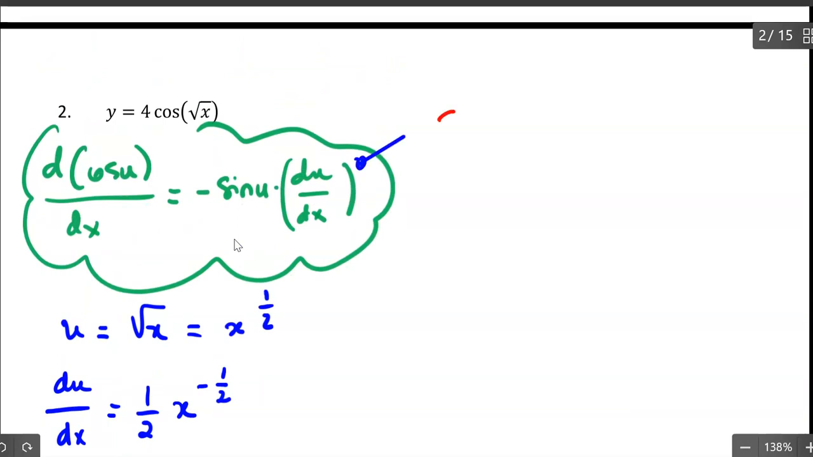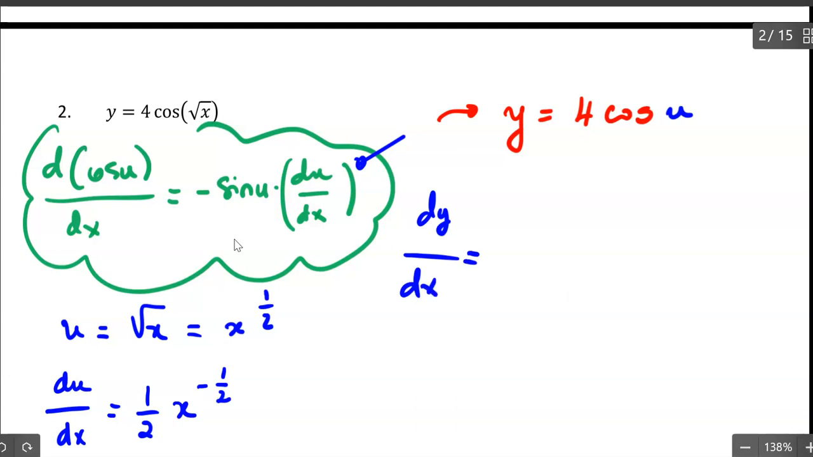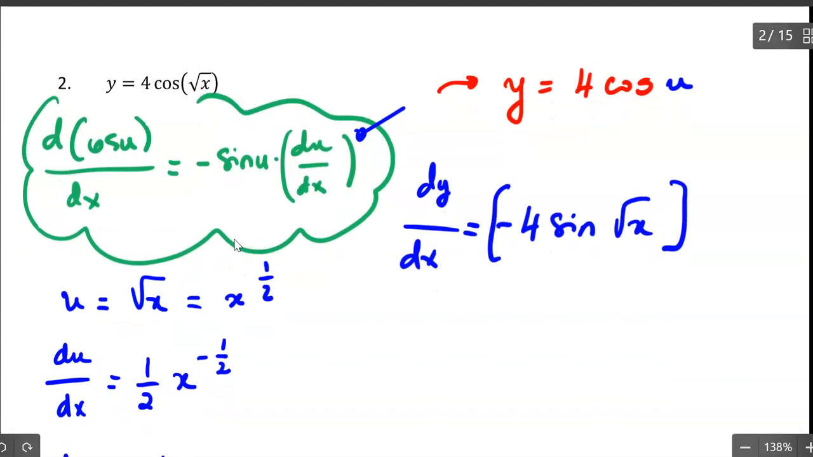Okay, so then we have y equal to 4 times cos of u. When you are finding derivative, that means dy over dx. Now we turn this 4 cos of u into 4 sine of u as a negative. So it's negative 4 times sine of u, which is the square root of x. So that's the first thing. And then you multiply by du over dx, which is 1 over 2 times square root of x.